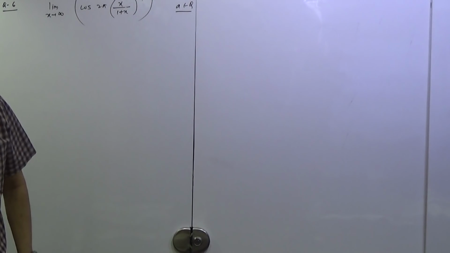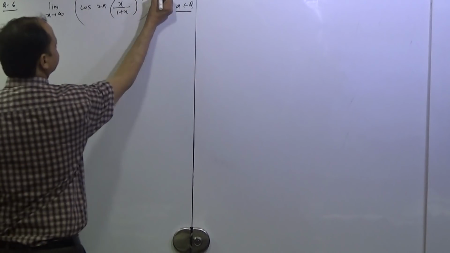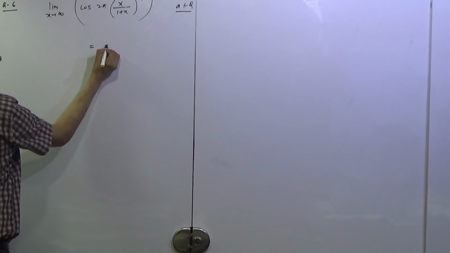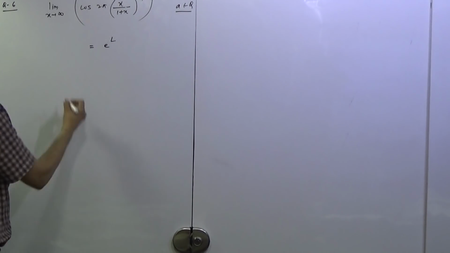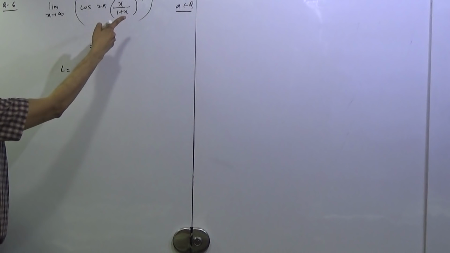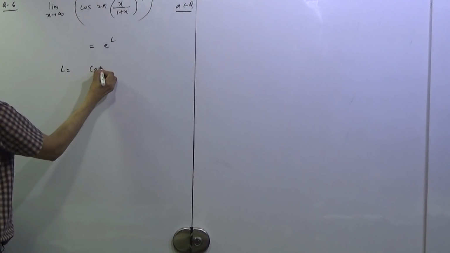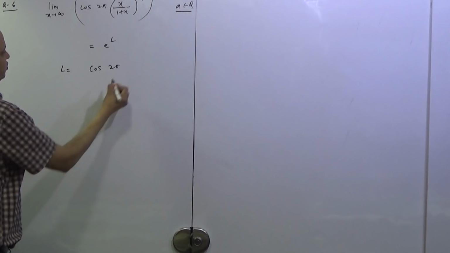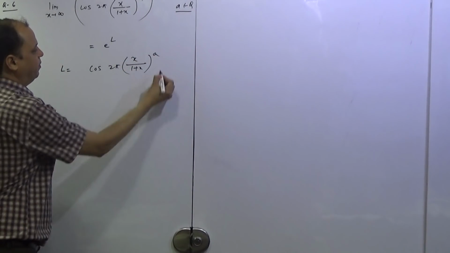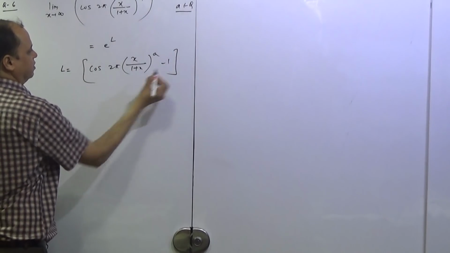Excellent. This is x square or x? This is x square. So 1 raised to power infinity, how do we solve? We write it in exponent form, and the answer is e to the power l here. And what is l? L is equal to (f(x) minus 1) into g(x), that is, (cos of 2 pi times (x upon 1 plus x) to the power a minus 1) into x square.